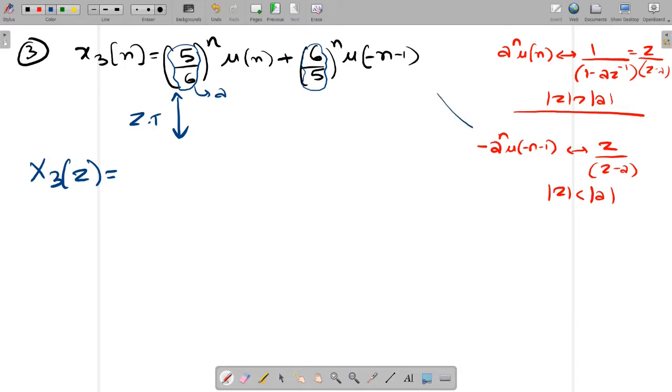So you can use this formula, right? So what is the value of a over here? 6 by 5. A raised to n. So a is this, a raised to n. What is missing over here? A minus sign is missing.